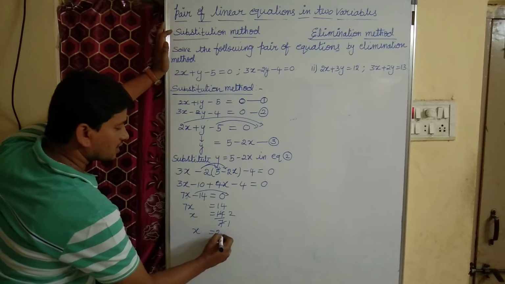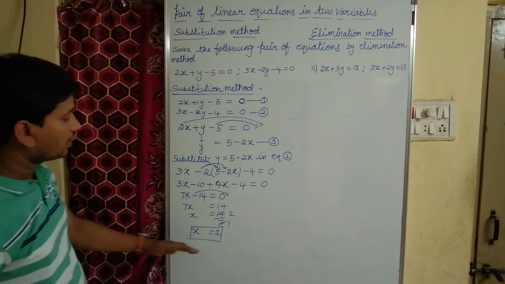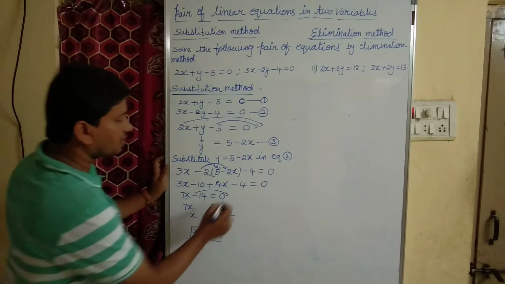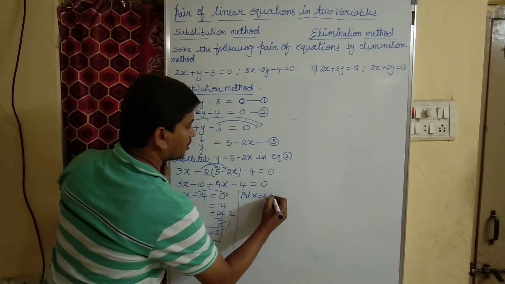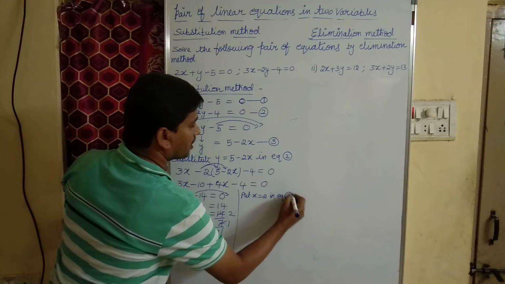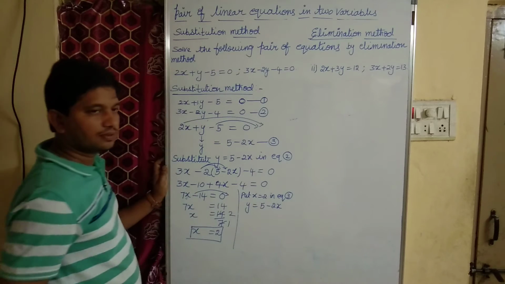So what is the value of x? The value of x is 2. Right? Now put x equal to 2 in equation number 3. As equation number 3 is y equal to 5 minus 2x.